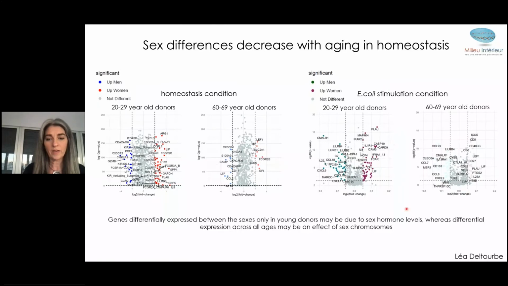coli condition. And essentially what she's doing is she's working under the hypothesis that genes that are differentially expressed between the sexes only in young donors may be due to differences in sex hormone levels, whereas genes that are differentially expressed across ages could potentially be due to the effect of sex chromosomes. And ultimately, she'll take these analyses and correlate them with sex hormone expression in each of our donors.